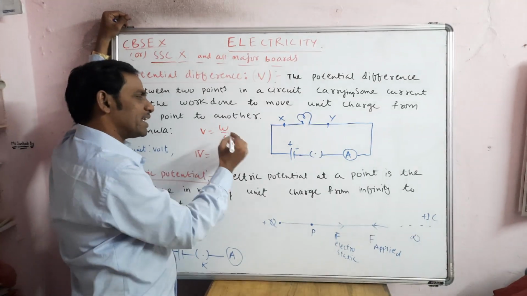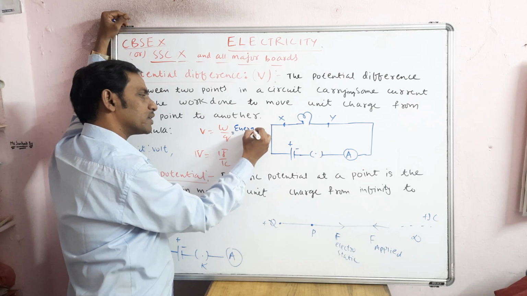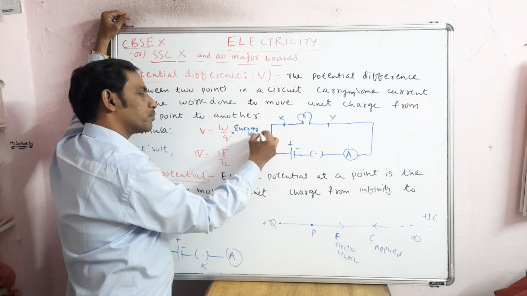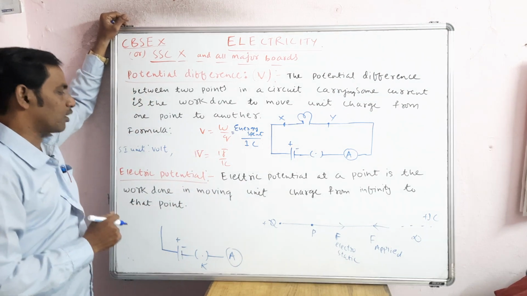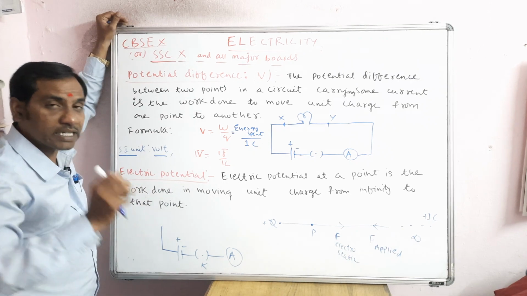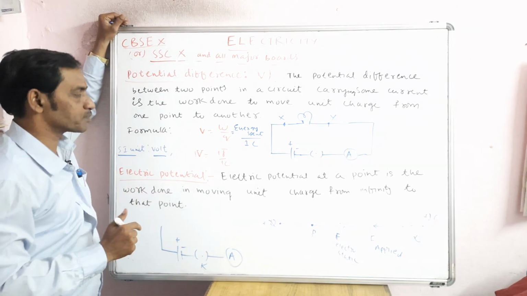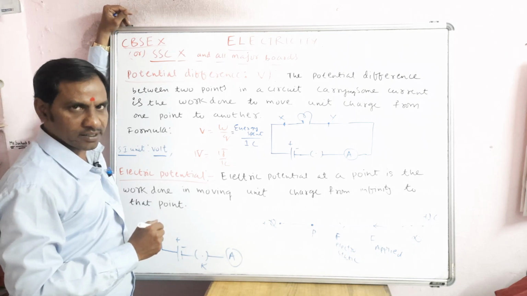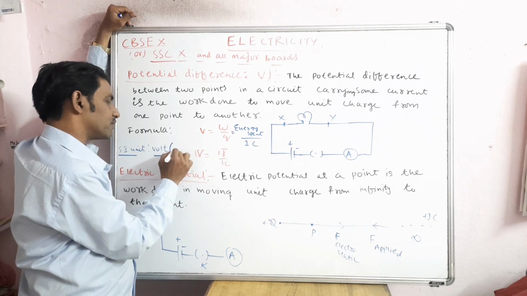So it indirectly means the energy spent per one coulomb of charge. That is the meaning. Now coming to the next, the SI unit is volt. It is named in honor of the scientist Alessandro Volta, which is his full name. Whenever you write the symbol, you write capital V.